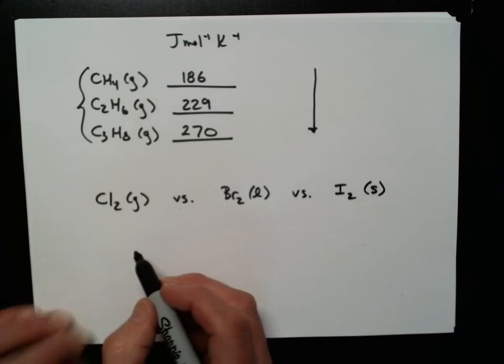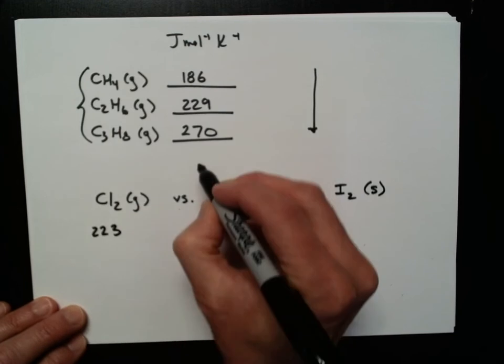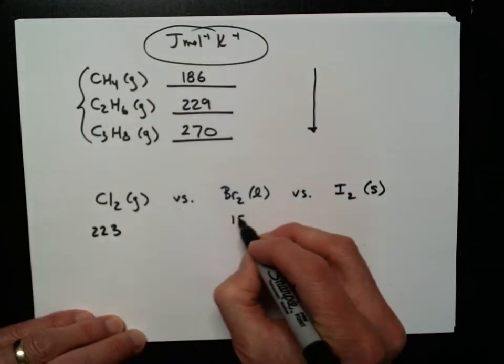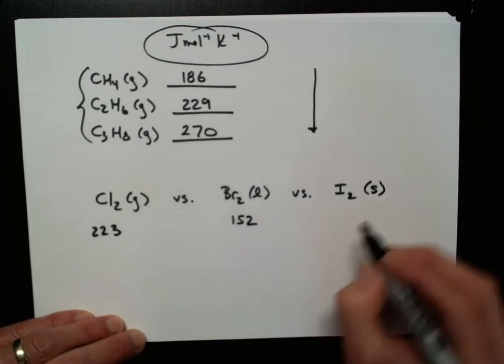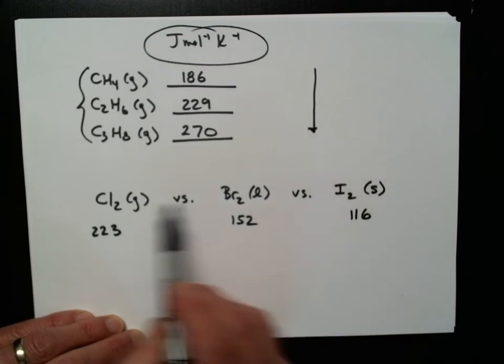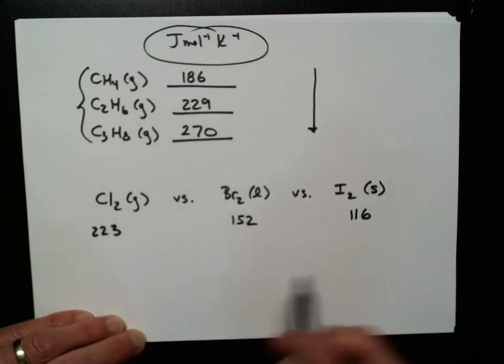So if I look on the chart, I can see Cl2 gas is 223. These are all, again, units of joules per mole per Kelvin. This is 152, and this is 116. Oh, wait a minute. This is getting bigger as I go from here to here. Why is the entropy dropping?